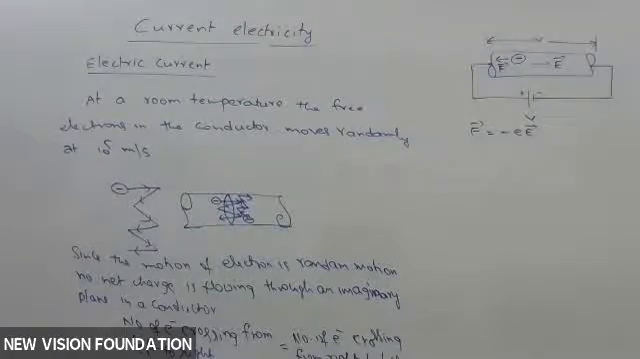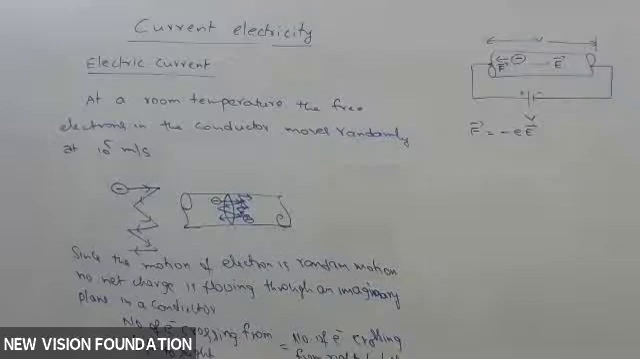So during their motion, they undergo collisions with the lattice structure and with the other free electrons. Due to the continuous collisions, the kinetic energy of these conduction electrons is transferred to the lattice structure of the conductor and increases the vibrational energy or thermal energy of the atoms.